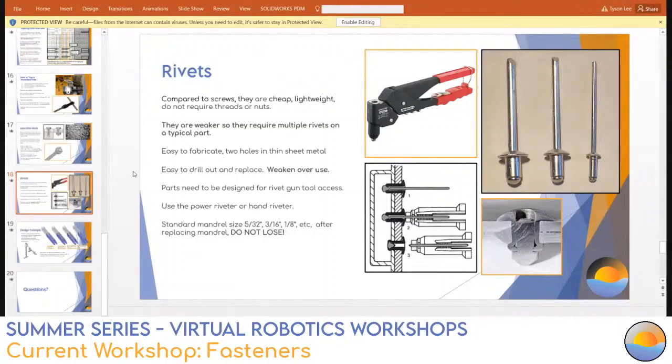It looks like we have one last question. It's been a while since any more came in. Eli again asks, do you normally use full steel rivets or aluminum rivets with a steel mandrel and aluminum head?